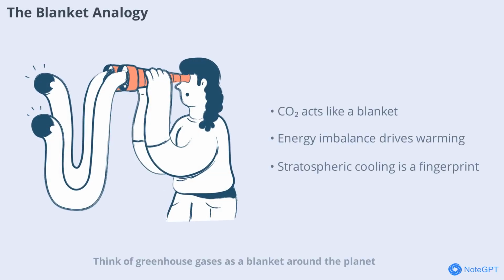Think of greenhouse gases as a blanket around the planet. Adding more CO2 is like adding another layer to that blanket. Initially, this slows the loss of heat, creating an energy imbalance. The Earth then warms until it can again radiate as much energy as it receives from the sun. This analogy helps explain why increasing greenhouse gases inevitably leads to global warming. It also clarifies why the stratosphere cools as the lower atmosphere warms, a unique fingerprint of greenhouse gas-driven change.